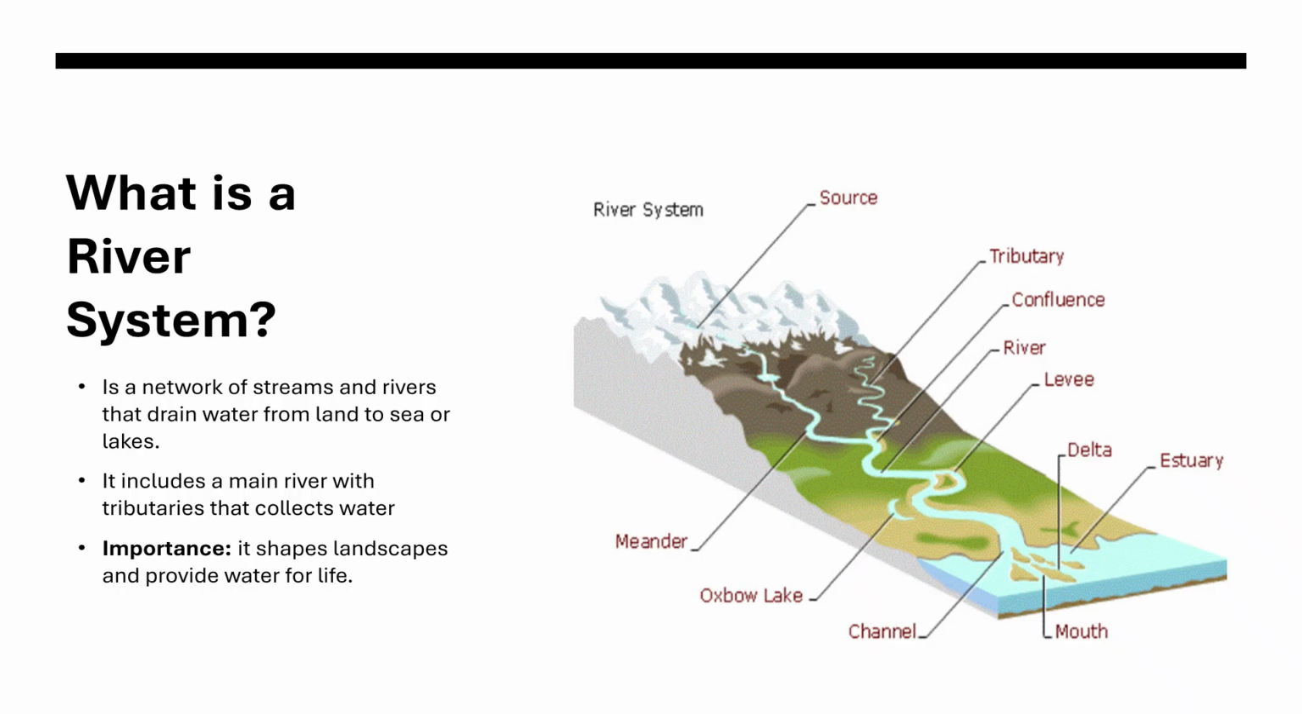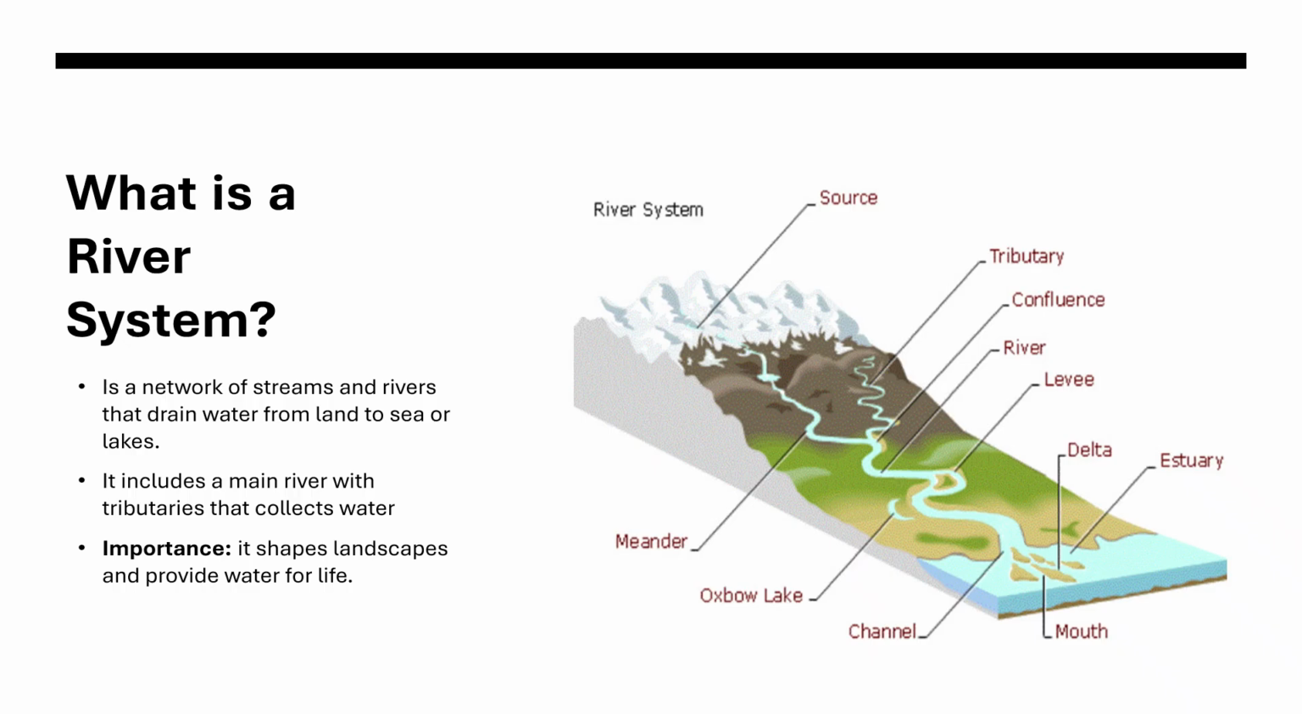So what is the importance of this river system? It shapes landscapes, as you can see here in the diagram, but it's not quite visible. We have V-shaped landscapes and also U-shaped landscapes, which are flat. And then what is the importance of it? It shapes landscapes and provides water for life.